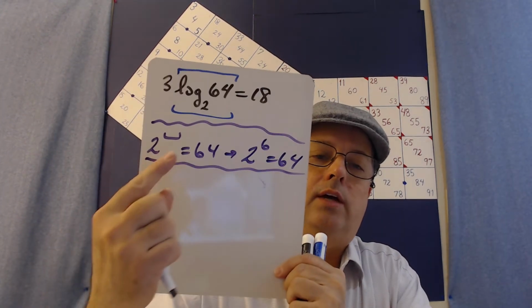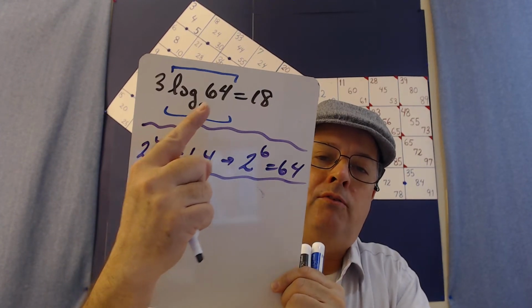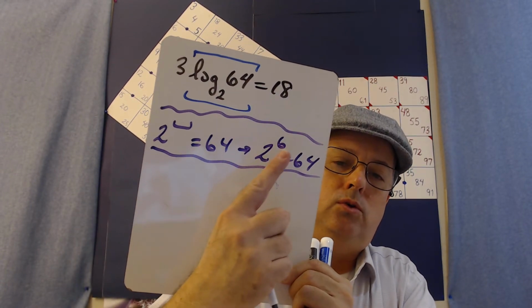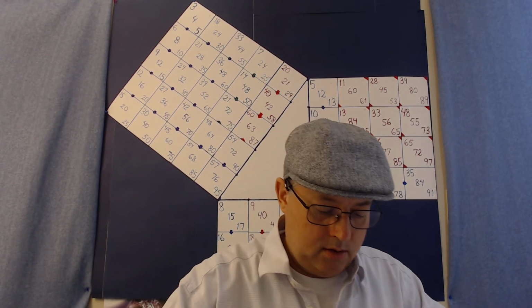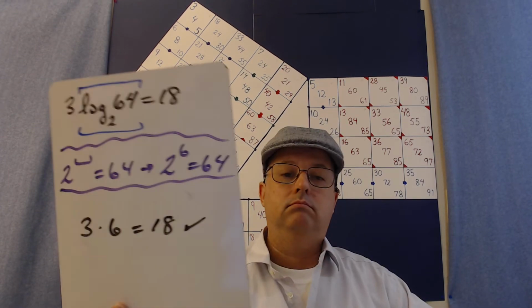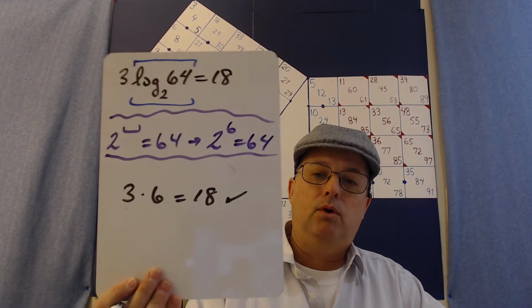Okay, so that's what the logarithm is asking. What power of 2 is 64? And so 2 to the 6th is 64. And so instead of writing log base 2 of 64, we can write 6. Okay, so we have 3 times 6 now. And 3 times 6 is 18. All right, it works. Very nice.